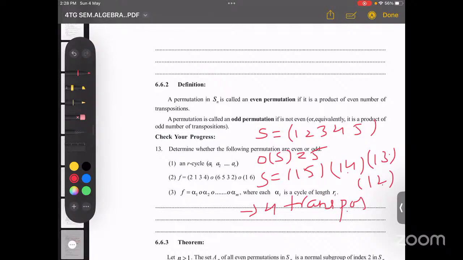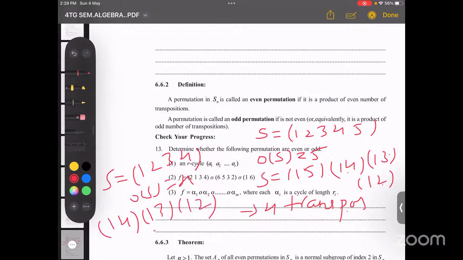So if we have an odd number of elements in the set, then we'll get an even number of transpositions. Now take S equals 1, 2, 3, 4. Here the order of S is equal to 4. So the transpositions are (1 4), (1 3), (1 2). How many did we get? The number equals 3. So it is an odd permutation. Like this, based on the number of transpositions, we can say what is an even permutation and what is an odd permutation.